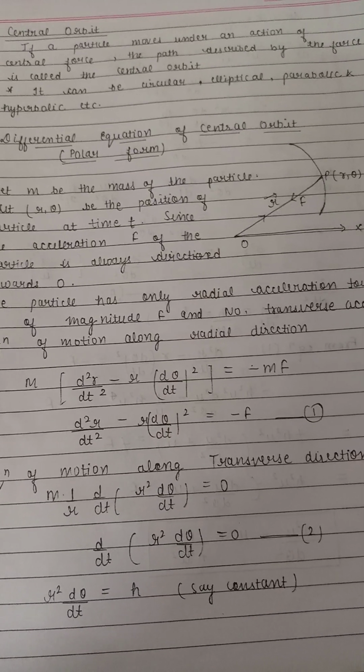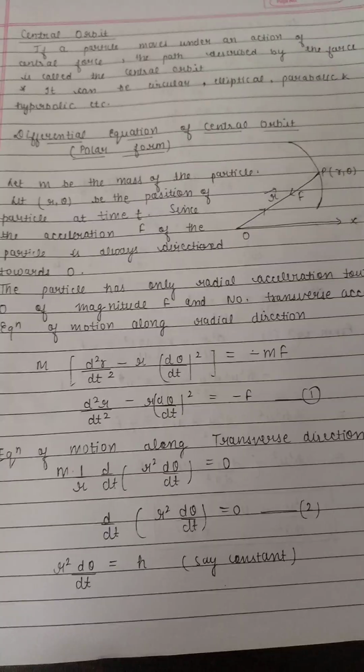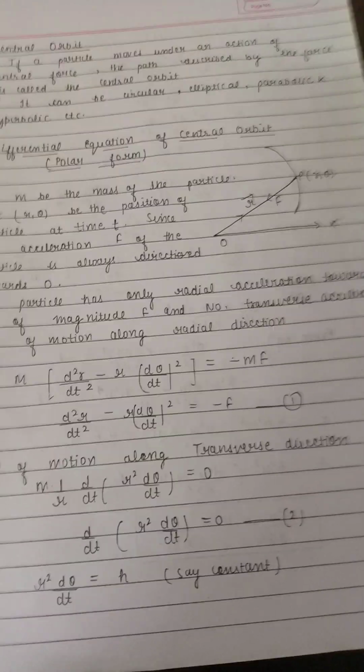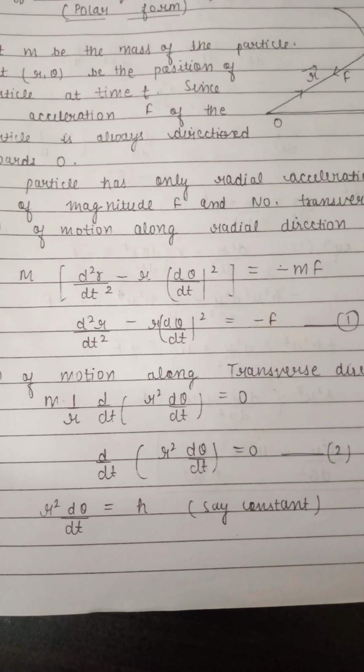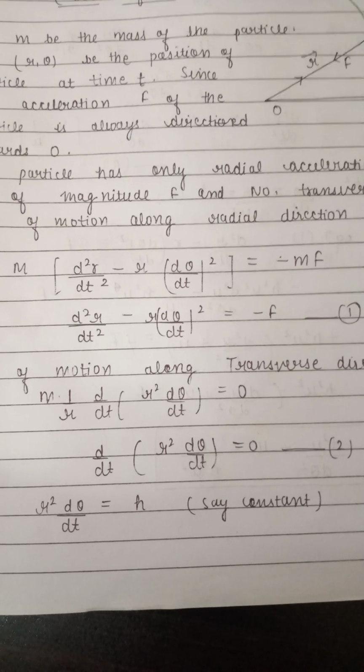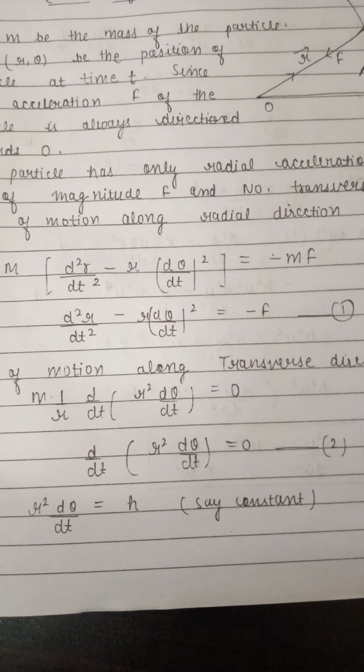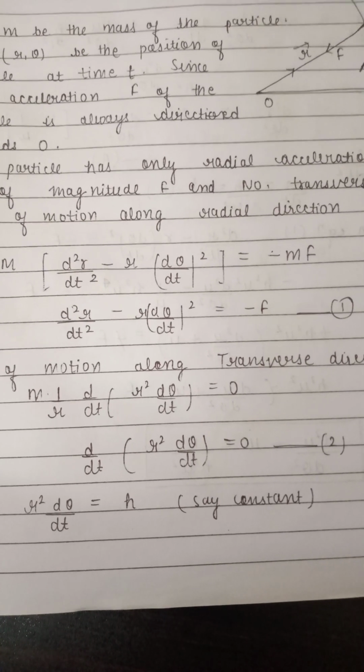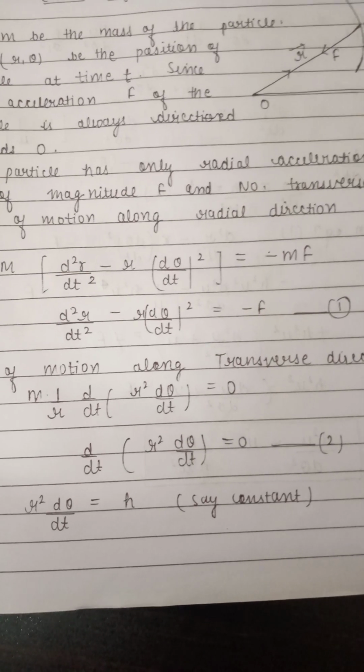The equation of motion along the transverse direction is given by m times 1/r d/dt of (r squared d theta/dt) equals 0. Now we get d/dt of (r squared d theta/dt) equals 0. So r squared d theta/dt is equal to h, which is a constant here.